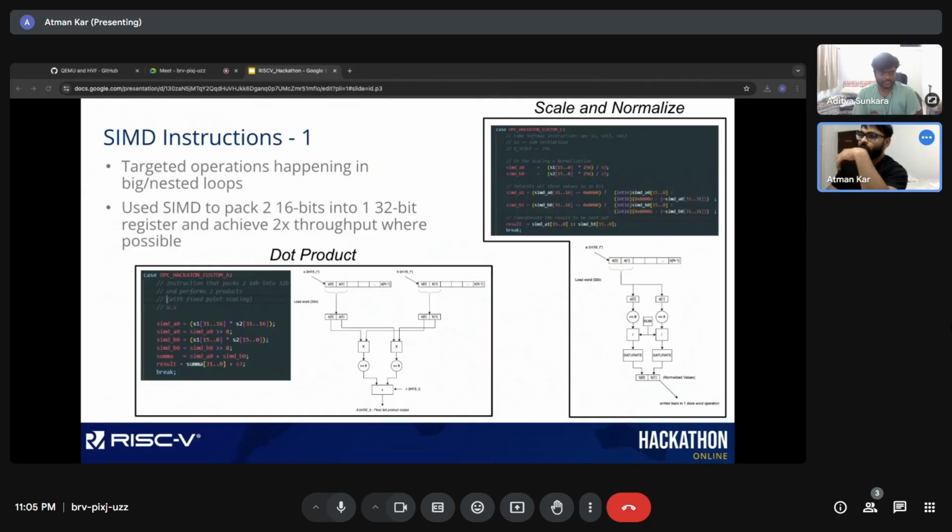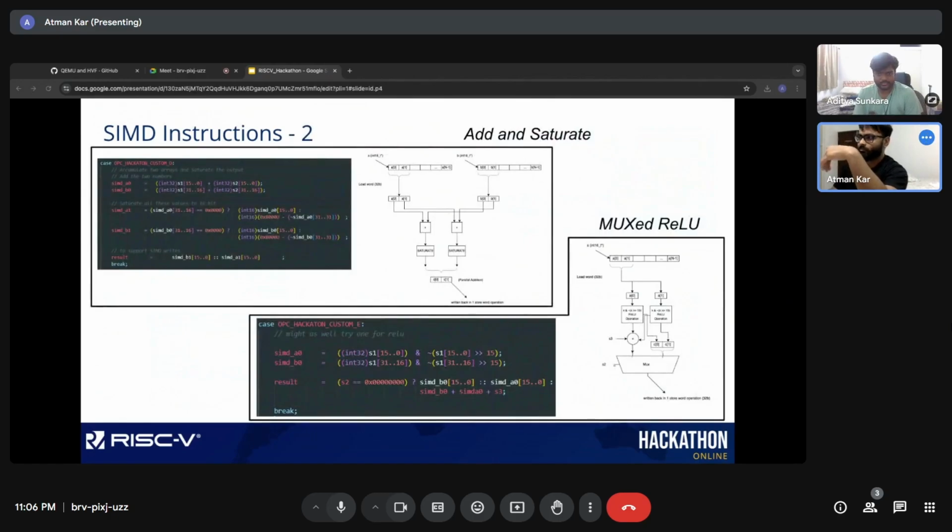instruction. This will be useful when you want to implement a weight array into another array, a dot product between two arrays. Similarly, another bottleneck is in the scale and normalize function, where you have an array and you want to normalize the entire array by dividing it by the sum and multiplying it by 256. In the same way, you can read in 32 bits at a time and split them up, scale them, divide them in parallel, saturate them, and then concatenate them and write it out as one 32-bit word. That way you're gaining 2x performance.